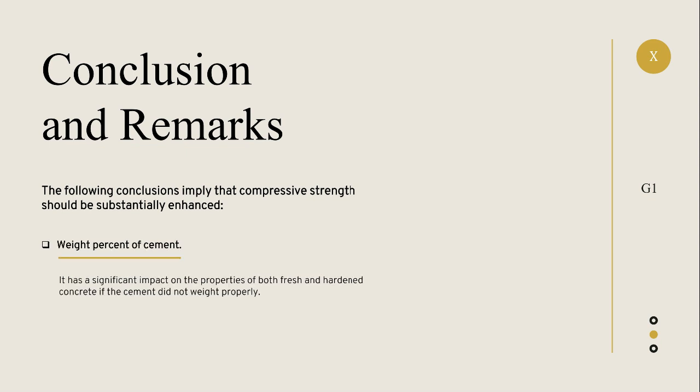And lastly, weight percent of cement. It has a significant impact on the properties of both fresh and hardened concrete if the cement is not weighed properly. In addition, low strength development or excessive shrinkage may occur if the proper range of cement is not present in the mixture, resulting in premature deterioration.